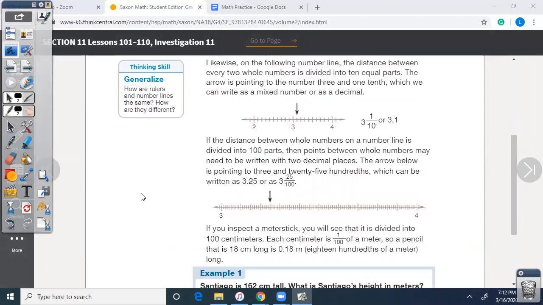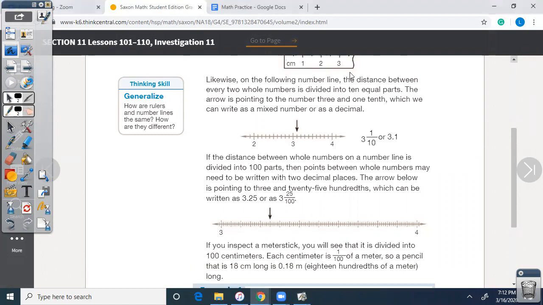number lines. Okay, so what number is this arrow pointing to in the one up here? This one right here is the one that we're on. What number is that arrow pointing to? Well, we know it's 3 decimal something. We know there are 10 little sections. It's pointing to the first one, so 3.1. That's what we say because that's what we write, right? 3.1. But I want you to practice saying 3 and 1/10 instead of saying 3.1.